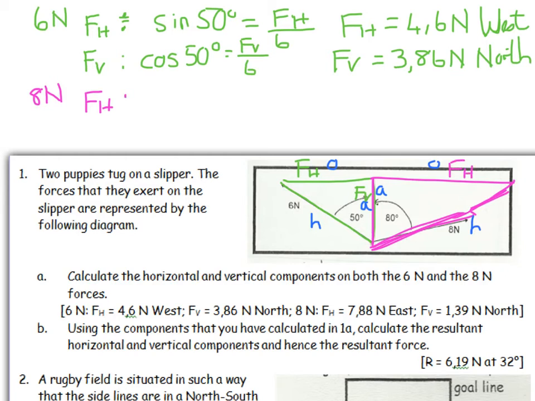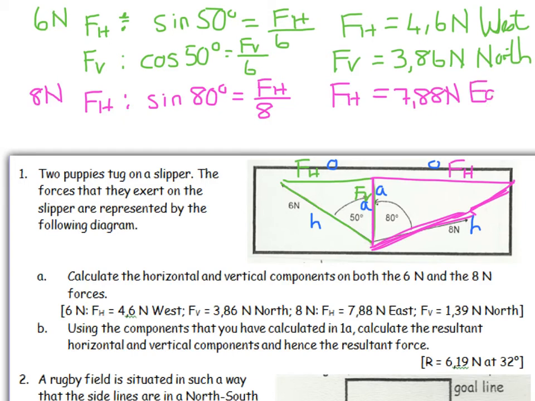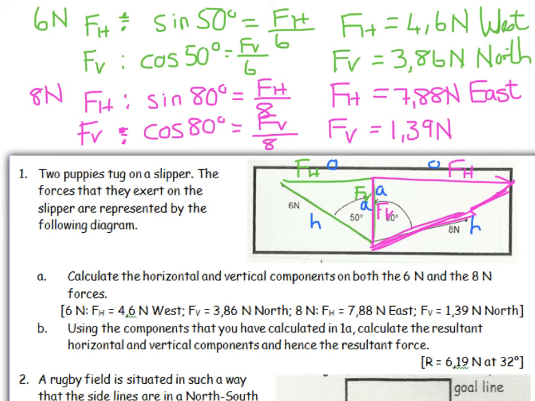Taking a look at my 8 newton triangle, my horizontal component is going to be the opposite side, and therefore I am going to say sine of 80 degrees is equal to opposite over hypotenuse, and therefore my horizontal component for the 8 newton is going to be 7,88 newtons, and this is going to be east, it's pointing to the right, and my vertical component is going to be on the adjacent side, so it's cos of 80 degrees is equal to the vertical component divided by 8, the hypotenuse, and I land up with the vertical component of the 8 newton force being 1,39 newtons north.